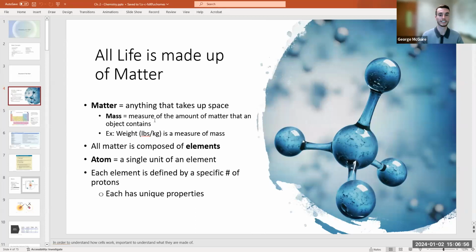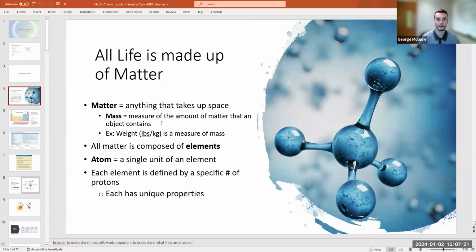And so the mass of any piece of matter is the measurement of the amount of matter that that object contains. The most common unit of mass that we use on a day-to-day basis is pounds or ounces at the grocery store, and grams, any unit of measurement that is relating to essentially weight or how much matter is in that object. That is its mass.